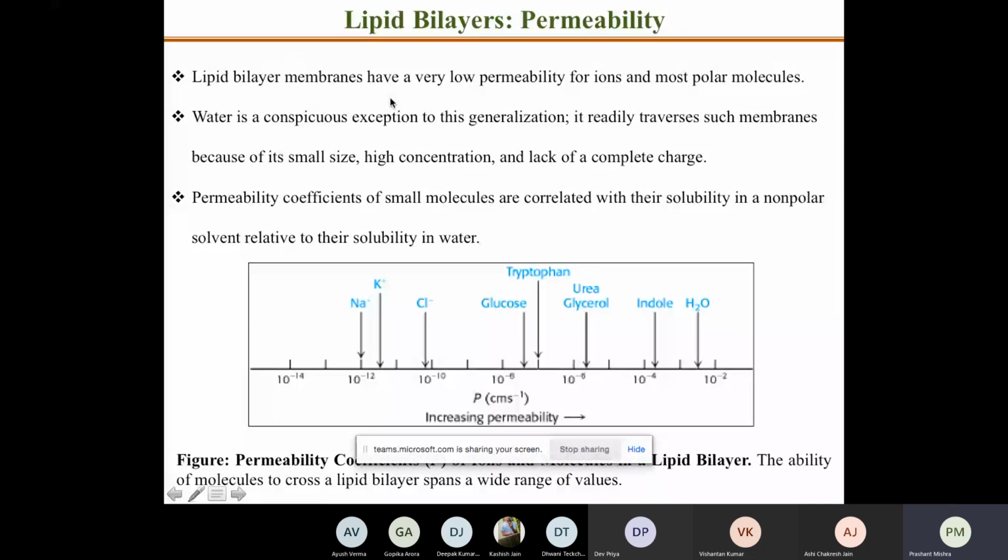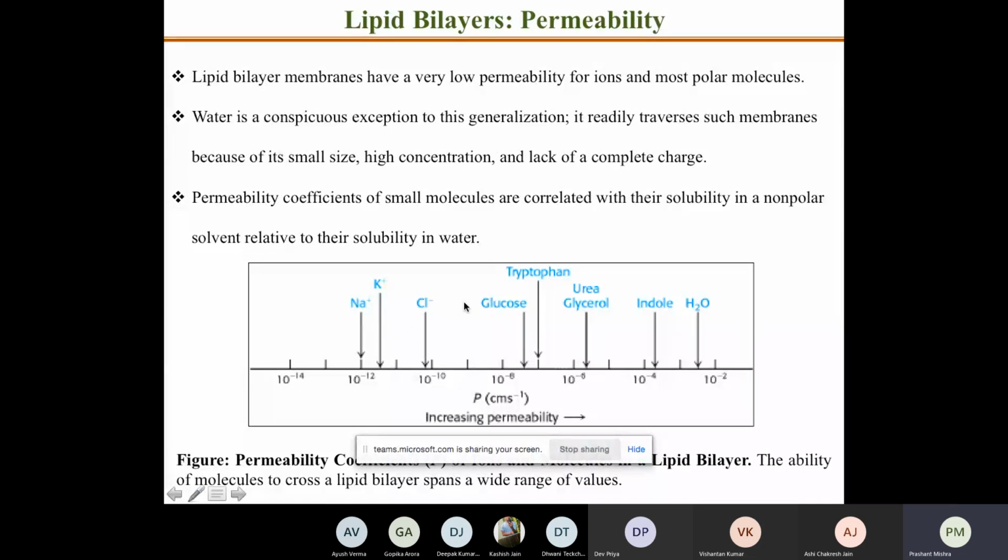Water is also hydrophilic, but it is freely permeable across the membrane. Any other hydrophilic molecule will not be permeable. Water is an exception, and it can traverse such a membrane because of its small size, number one. But size is not the only thing. You have a high concentration and the lack of complete charge. If I talk about water, you always say oxygen has a partial negative charge and hydrogen a partial positive charge. These are partial charges, not complete charges, and that's probably why it becomes permeable.